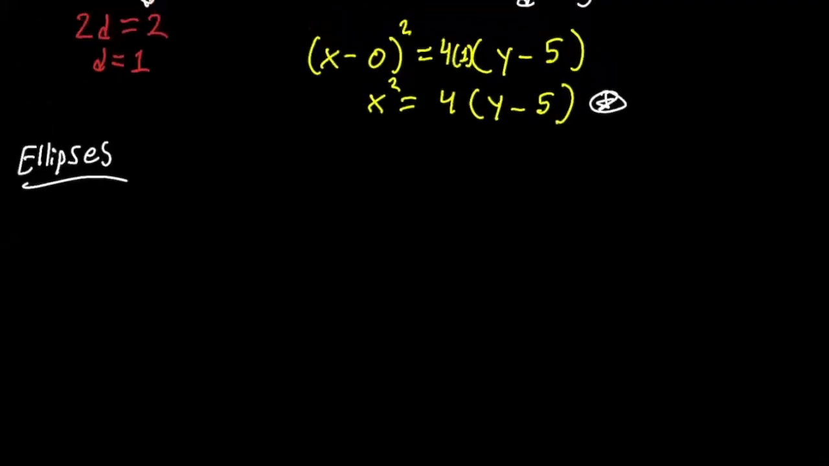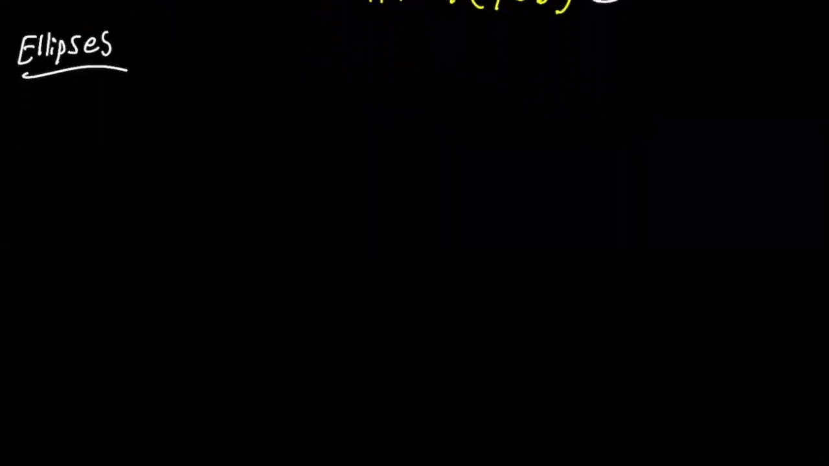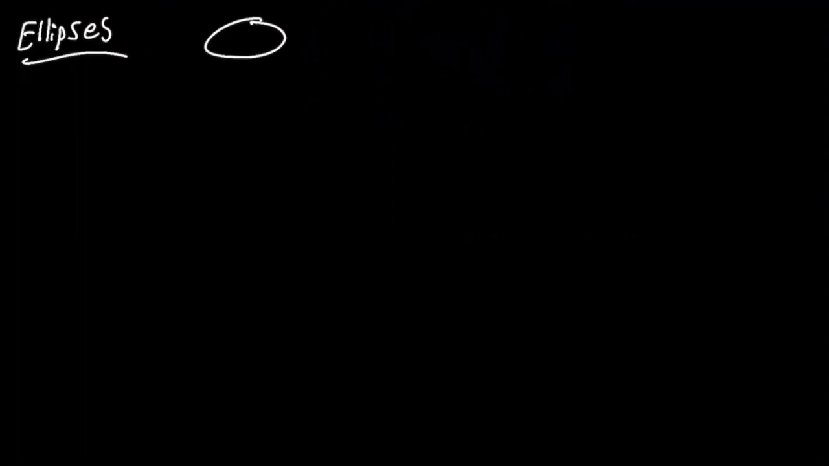Welcome back, everyone. Today we are going to be learning about ellipses, which is our second conic section that we're learning about in this chapter. The ellipse is just another way to say oval. So it's just a mathematical term for an oval, so an elongated circle in a way.